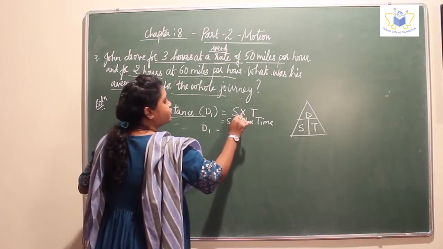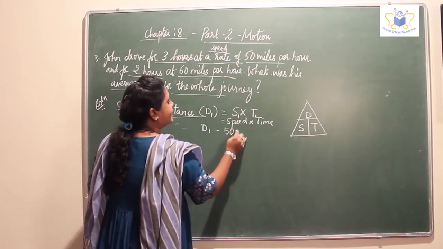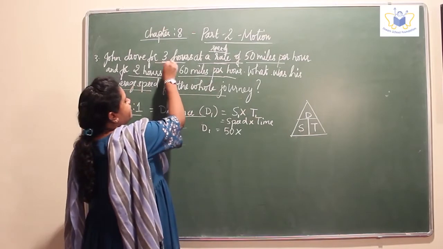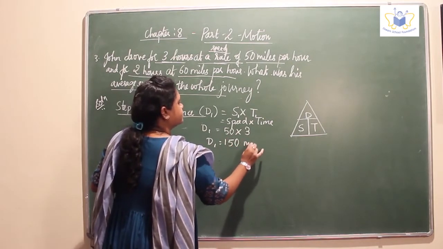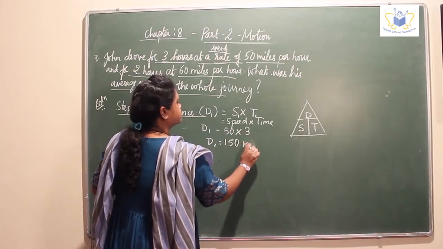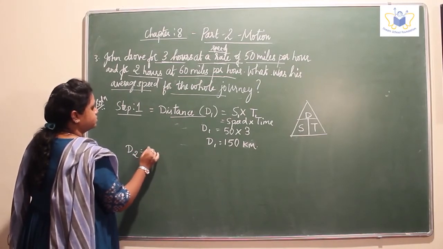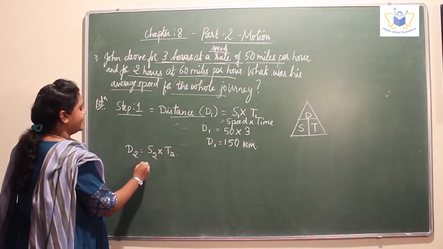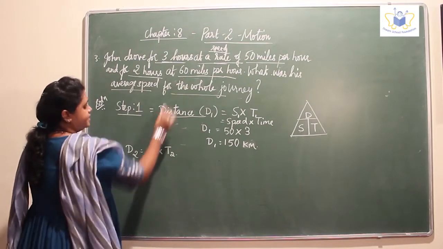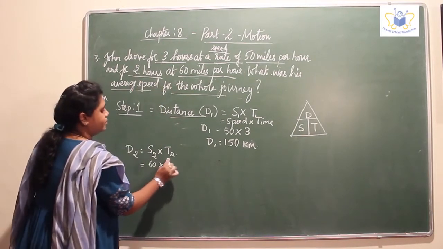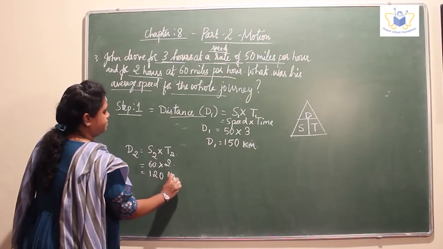So distance d1 is speed, first speed I assume to be s1 and time t1. So s1, first speed, is how much? 50 miles per hour. So 50 into first time t1, which is 3. So d1 is equal to 50 into 3, which is 150. So next distance is d2, and it is speed s2 into time t2. So speed is 60 into how much? 2. So it is 120 miles.